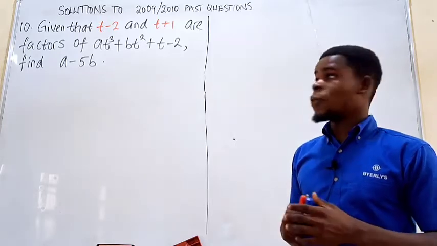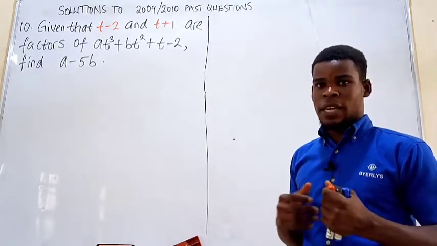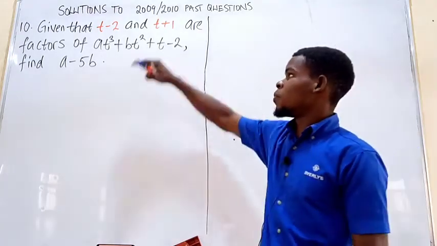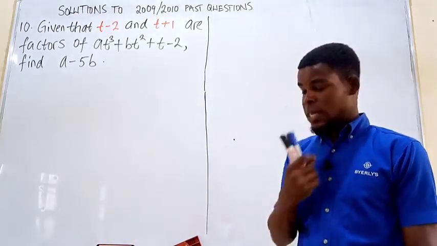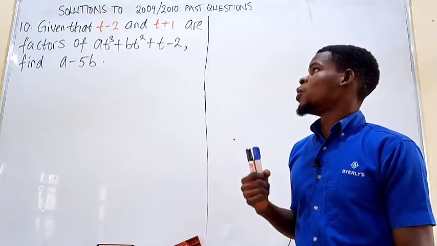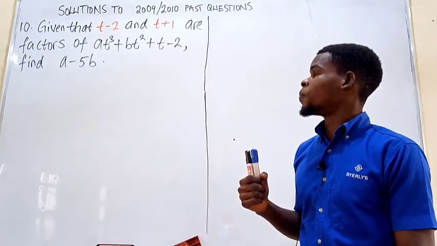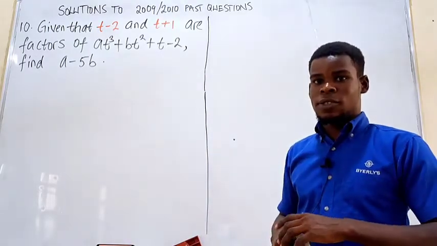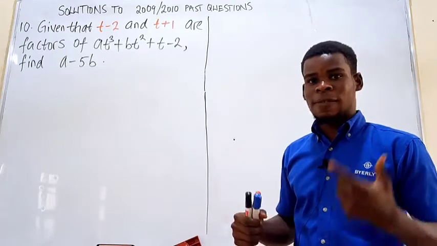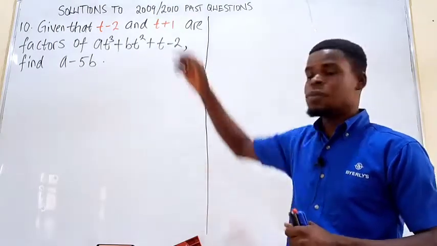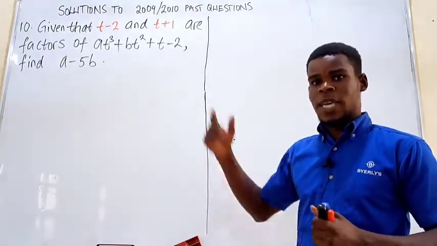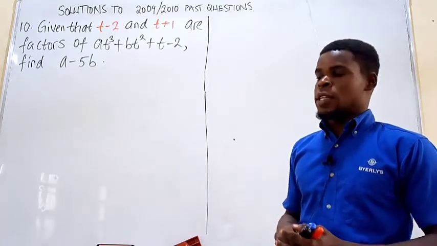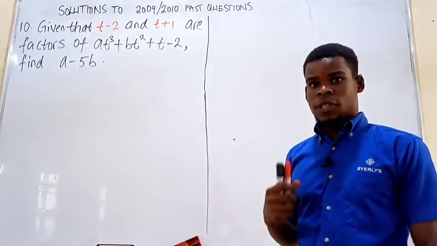Now, what does it mean for a polynomial to divide another polynomial? If t minus 2 divides this cubic polynomial, it means that if we use t minus 2 to divide this cubic polynomial, the remainder is going to be 0. That means that t minus 2 is a factor of that bigger polynomial. The same thing with t plus 1. It is a factor of that bigger polynomial because it divides the bigger polynomial. That is to say, the remainder after division is going to be 0.